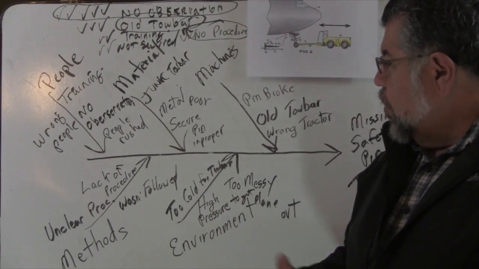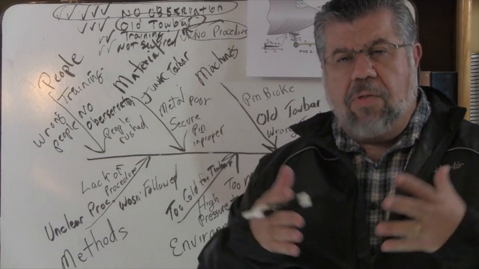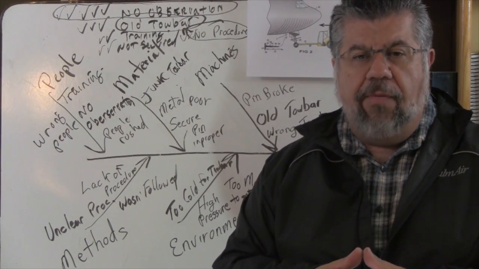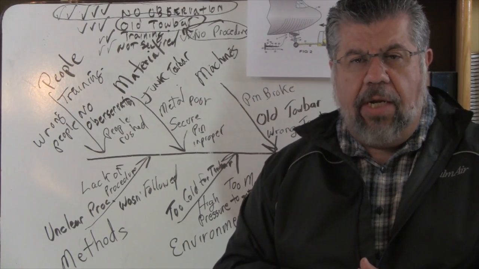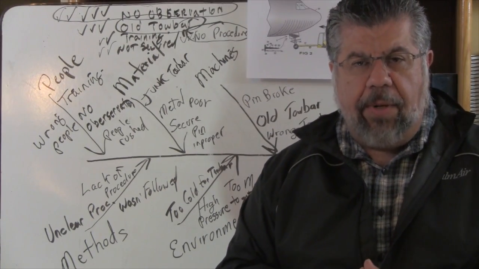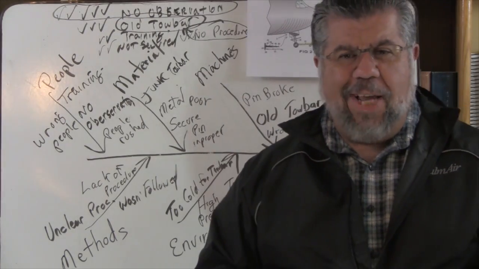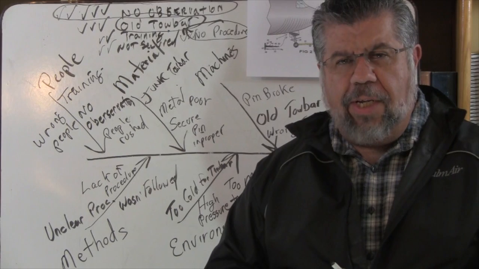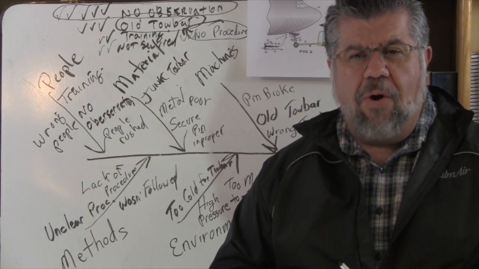So this is how we use the fishbone diagram to help us narrow down the root cause of a specific problem. I hope that you can take this and utilize this in your company as we did with the people here from Titan Air. All right, so any questions, email me and I'll help you through this process of root cause analysis.